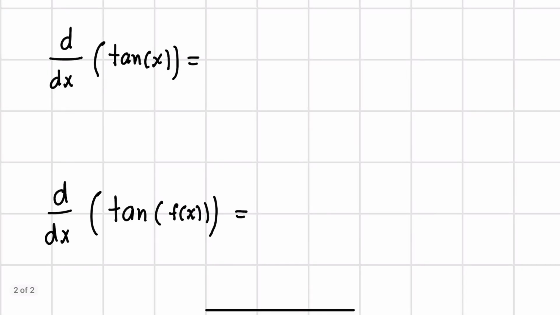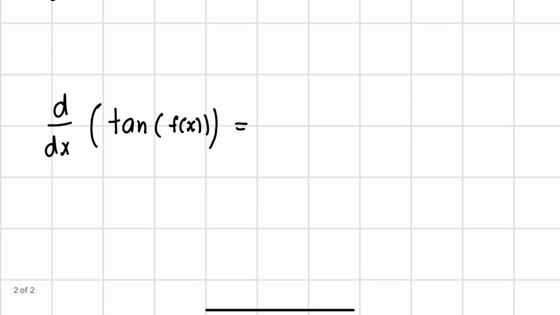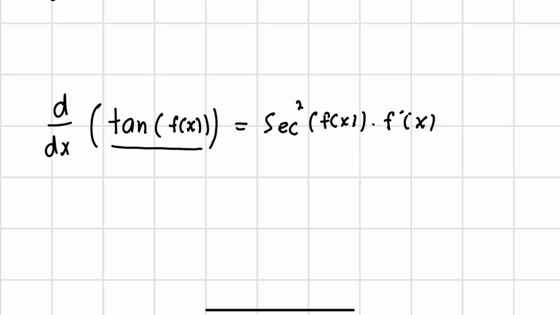In this video, we will be finding the derivative of tangent functions. So let's say we have tan x, then the derivative will be secant x squared. And let's say we have tan f of x, then the derivative will be secant f of x squared times the derivative of f of x. And now let's do a few examples.